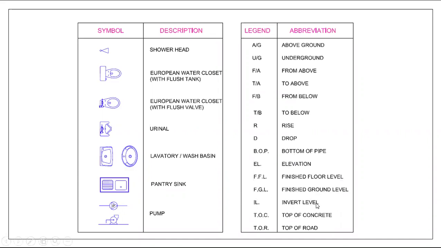IL means invert level. Invert level is always shown at the bottom of the pipe, not the top of the pipe or the center of the pipe. Normally we give the invert level only for the drainage pipe, not the center of the pipe. Invert level means bottom of the pipe. For gradient or slope pipes, we give invert level only, particularly drainage pipes. TOC, top of concrete.